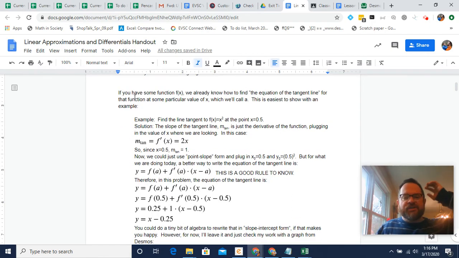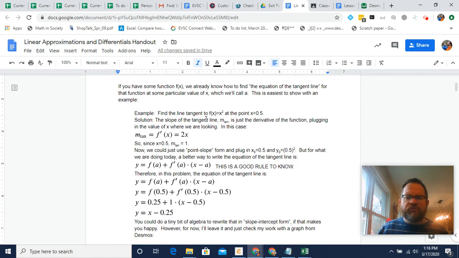And so what I want to talk about is if you have some function f of x, well, actually, we've had plenty of problems already where we ask you to find the equation of a tangent line for some particular point along that line. We'll call that point along the line A for now. And let's actually work through an example here.